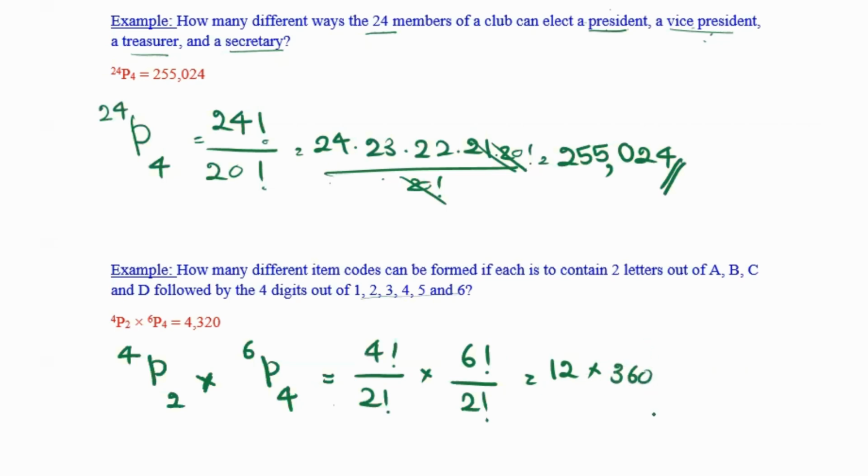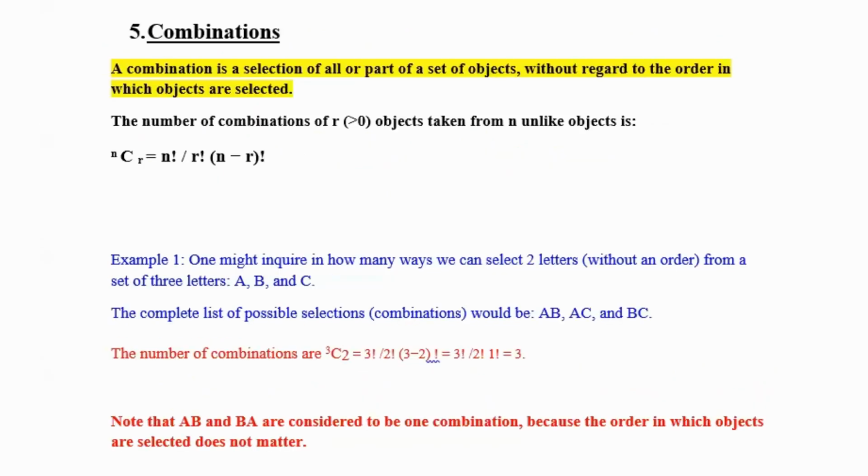So 360 divided by 12 happens to be, yes, 4,320. And that's your answer for this question.